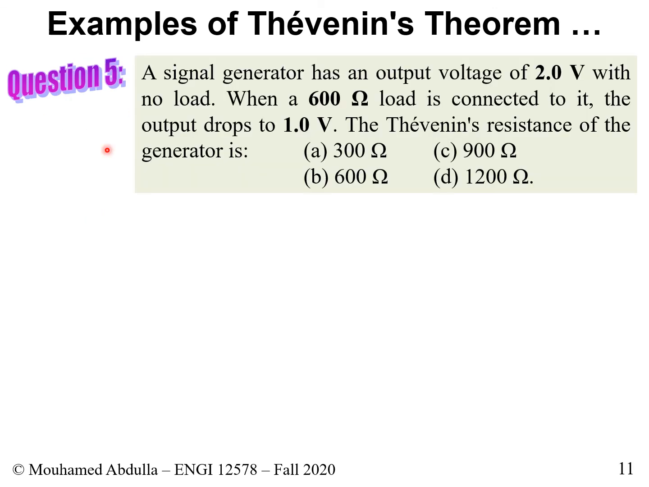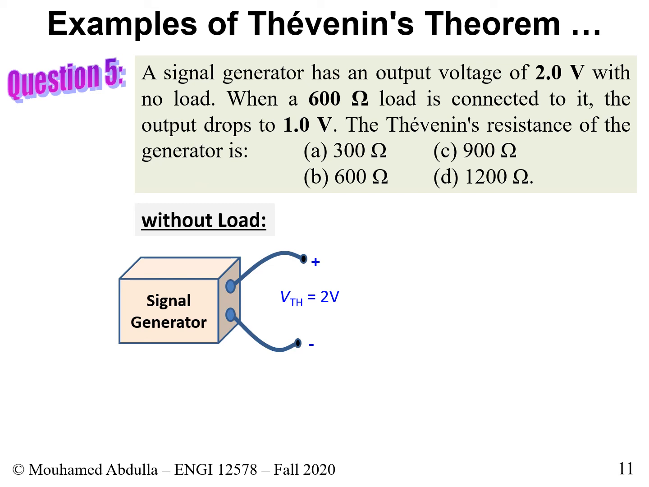Question number 5. So let's read the question and try to make sense of it as we go along. A signal generator has an output voltage of 2 volts with no load. So let's see what we mean by that. This is a signal generator. It's just a device that generates signals. We've seen perhaps this in the lab, and it generates an output voltage of 2 volts. Right, so the output from this generator is 2 volts DC with no load.